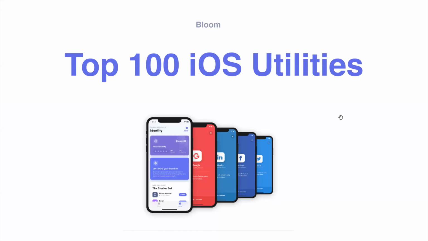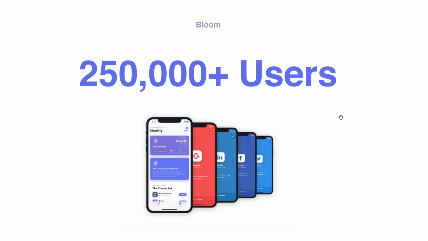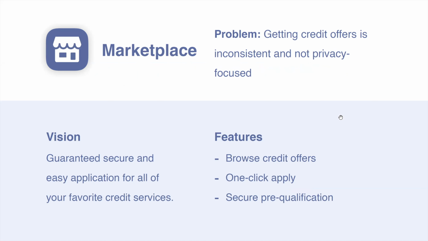The iOS app has been doing really well. It is routinely in the top 100 iOS utilities in that category. Overall, we've got over 250,000 users that engage with Bloom. You might have seen the news recently that we have over 140,000 Bloom IDs created. The marketplace itself is essentially a product we're building on top of the protocol, where we're bringing in lenders to offer their services to Bloom ID holders.